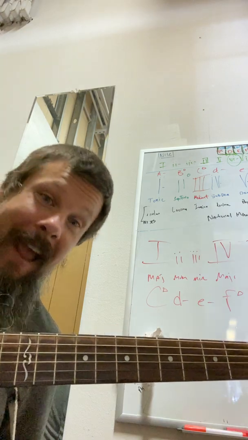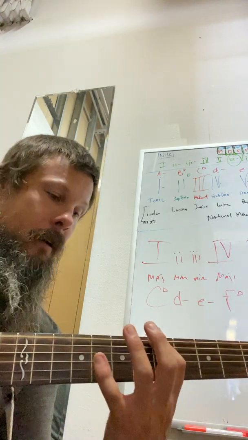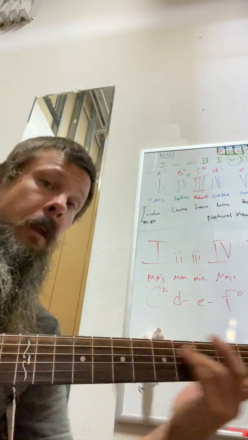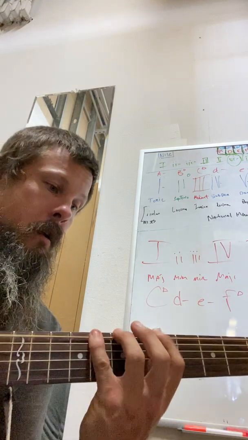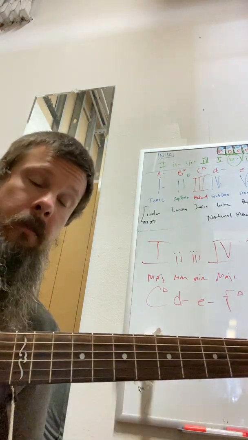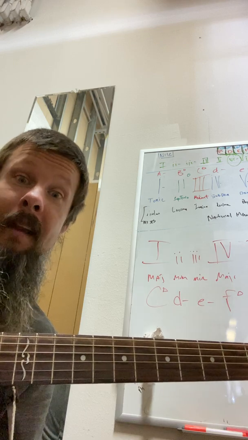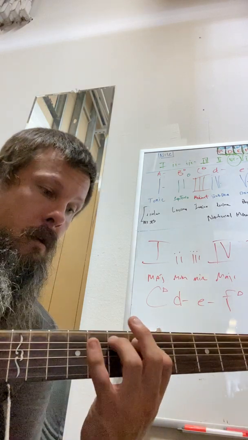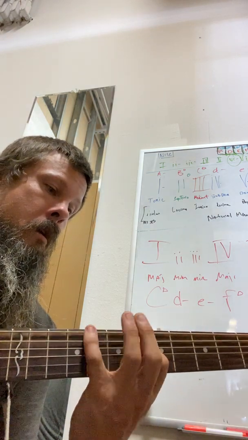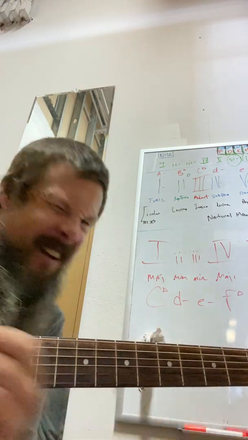Here is Aeolian, A minor. Here's our A melodic minor. Here's our A harmonic minor. I really like the A harmonic minor with a flattened second. Really, it's heavy.